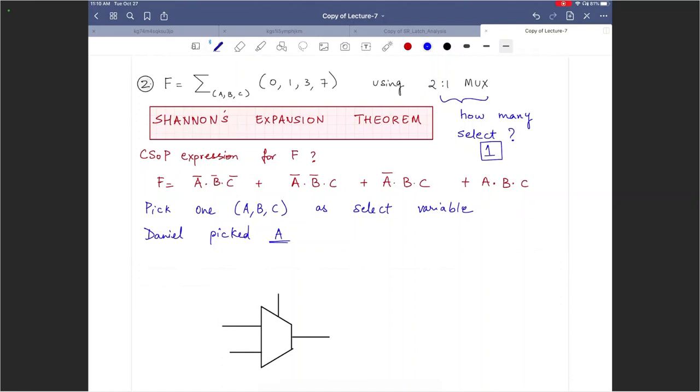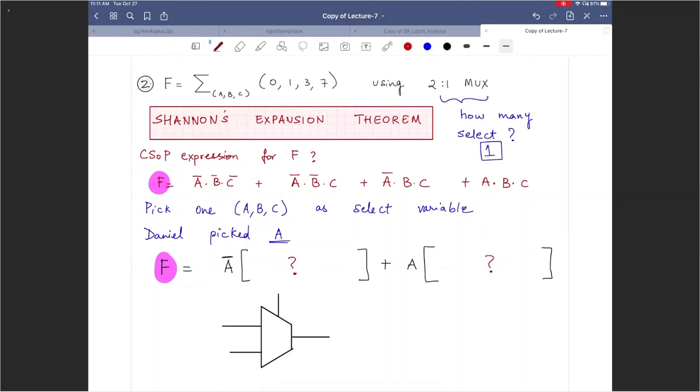Now, once this step is done, the most crucial step happens. We are going to try to rewrite the same expression F, but in this form. I'm going to write A complement here, or A over here. So essentially, I'm expanding this function with respect to A. But I have to make sure that this matches this exactly. My goal is to figure out what goes here and what goes here.